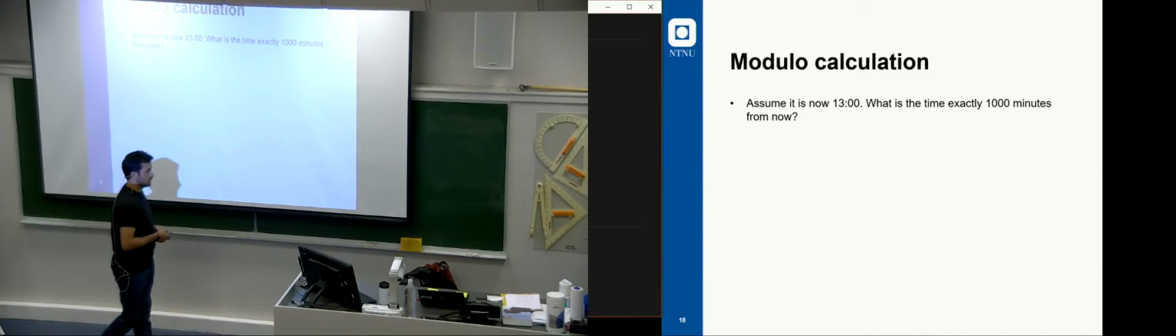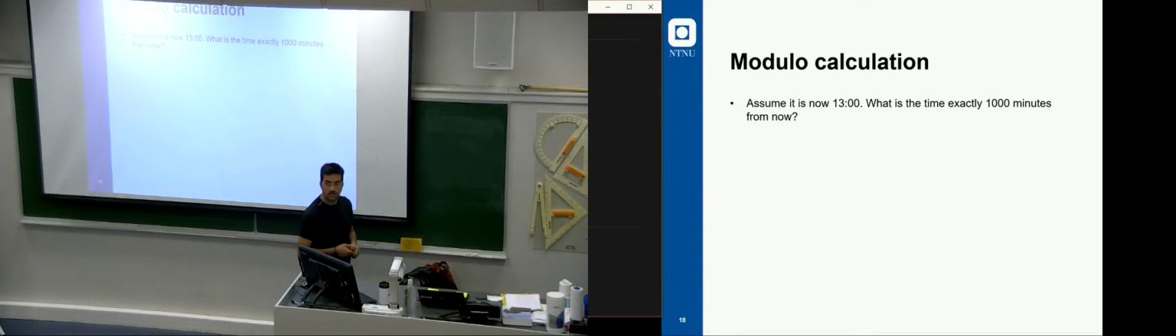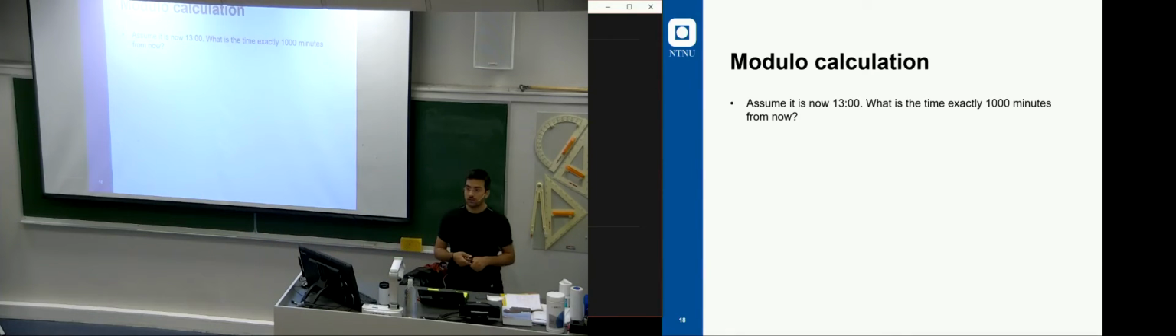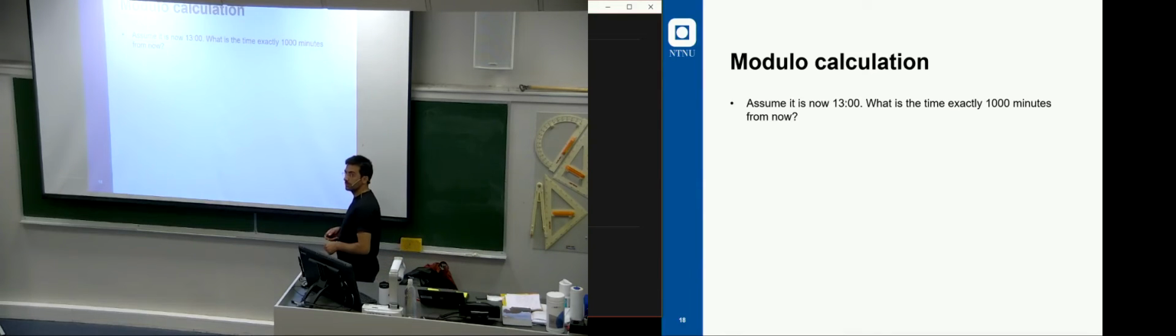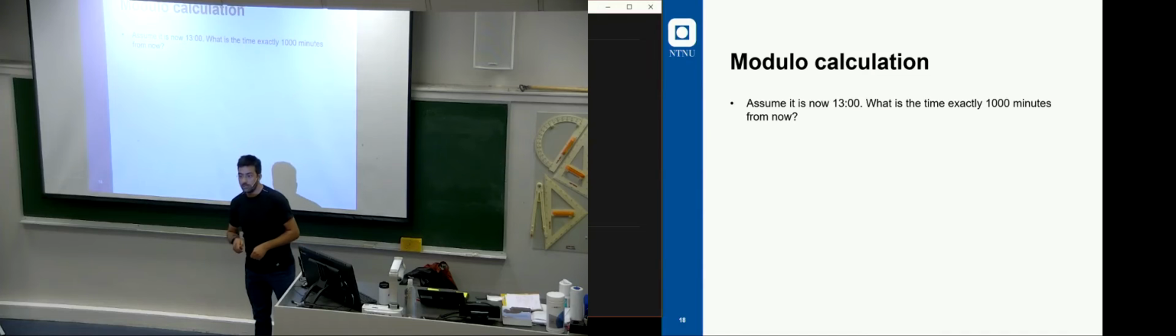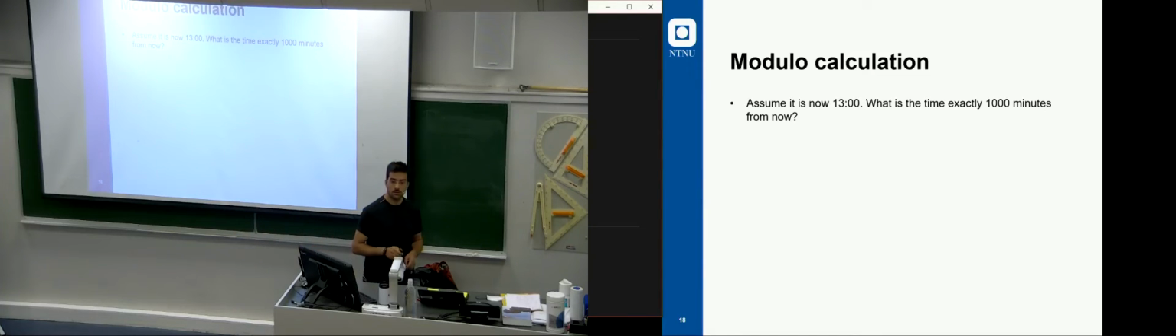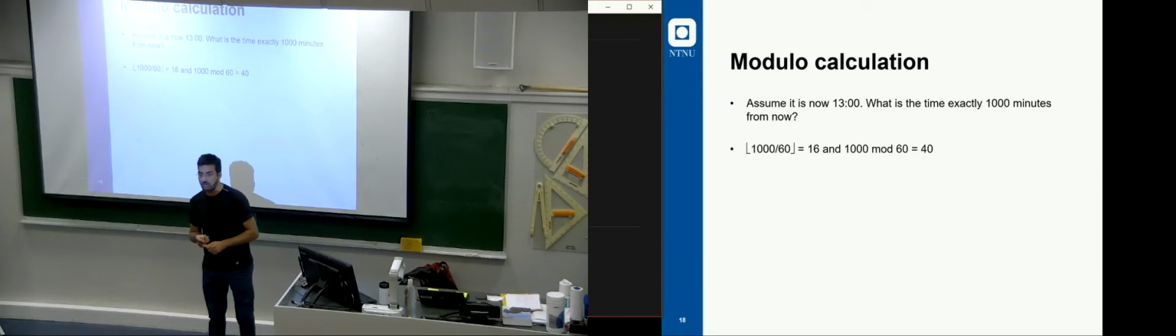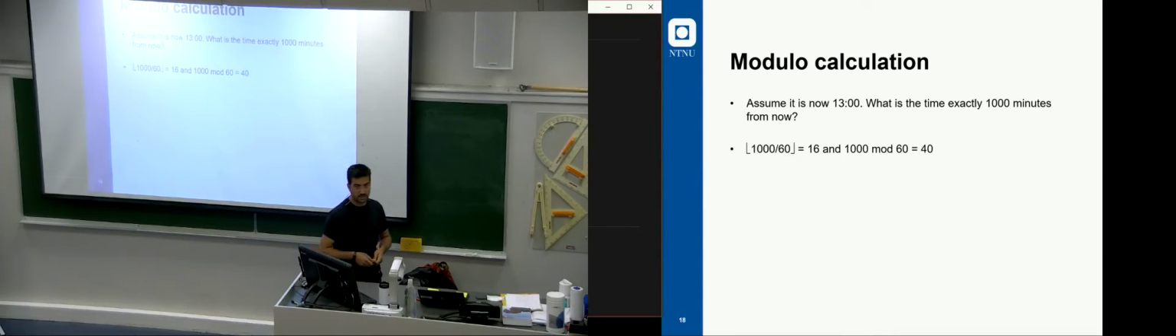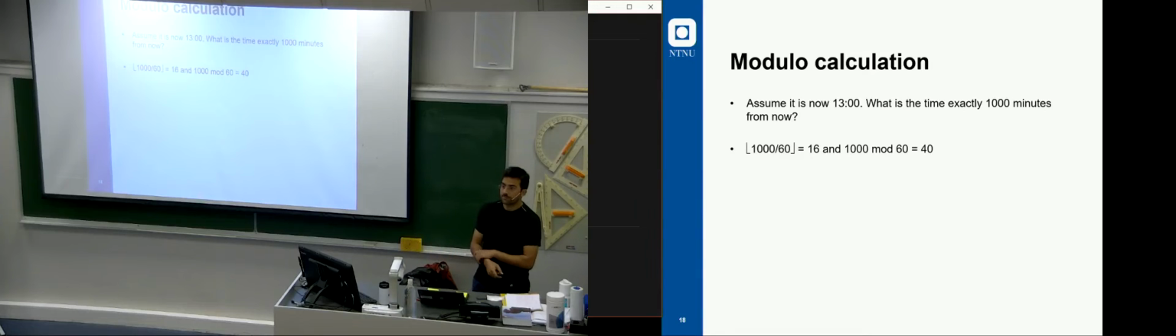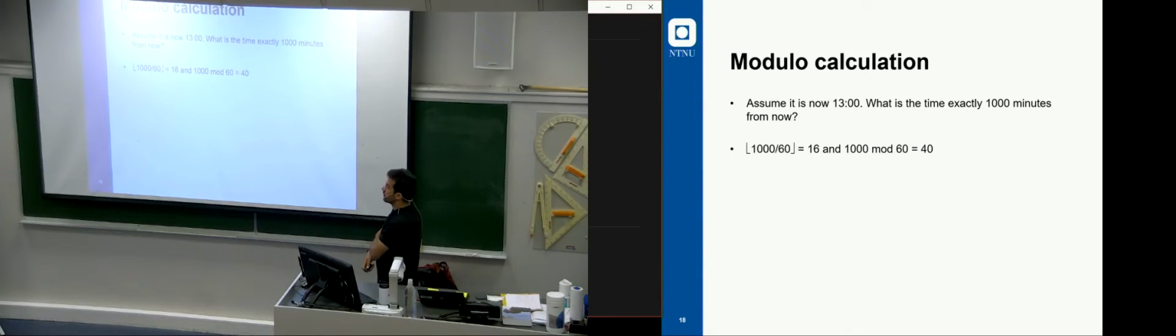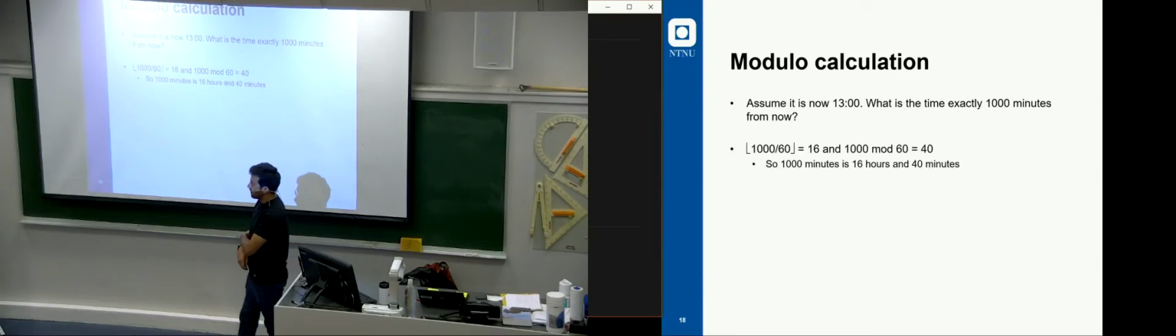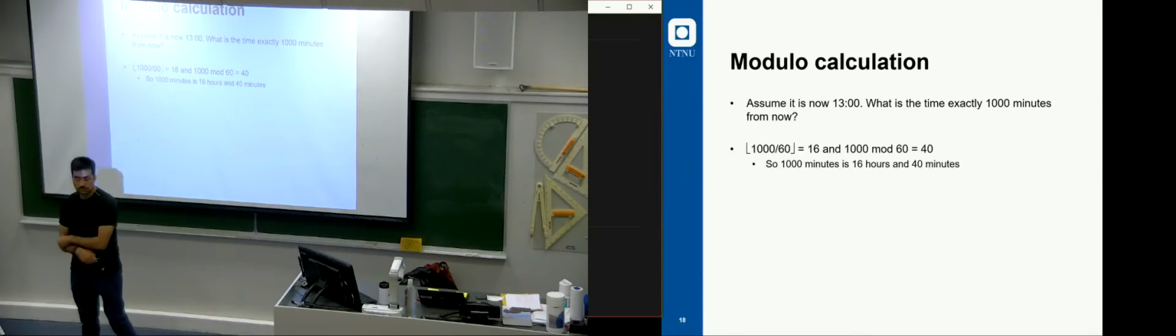Good. And how did you calculate it? You got it? We have 1,000 minutes. We know that an hour is 60 minutes. We divide by 60 and we get 16 full hours. Okay? Then for the remaining 40 minutes, it was 16 hours and 40 minutes, which we got.